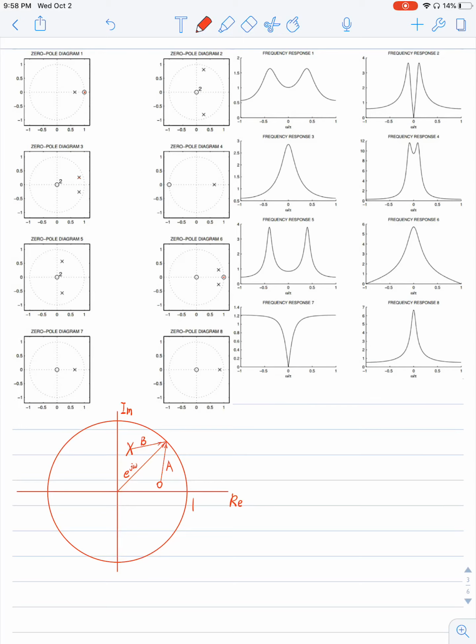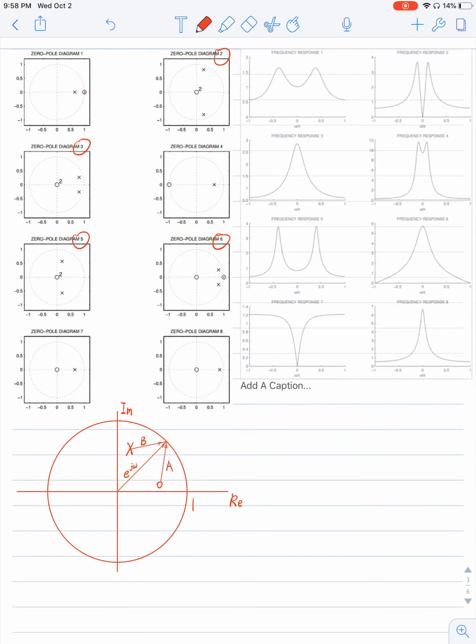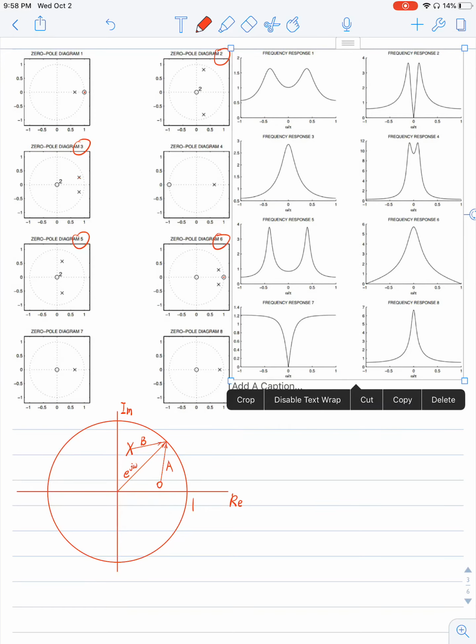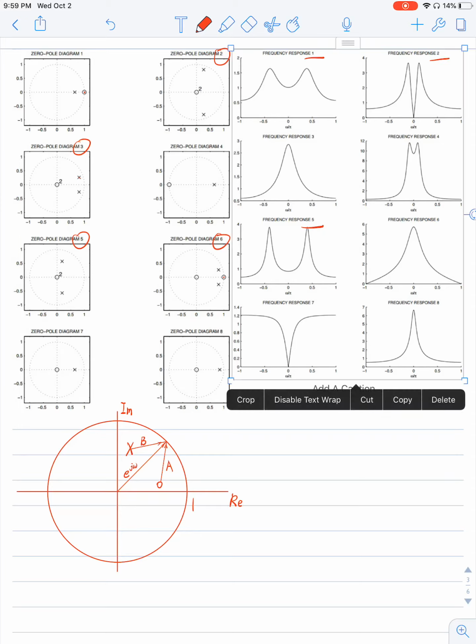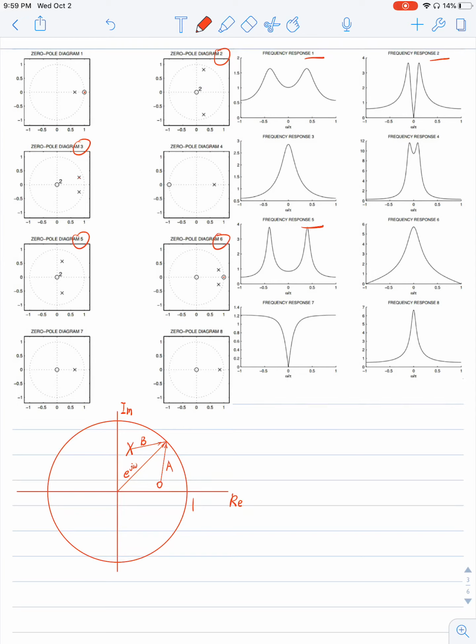Let's firstly look at zero pole diagrams 2, 3, 5, and 6. Note that the resonant peak happens only when the system has complex poles. So the corresponding frequency responses of diagrams 2, 3, 5, and 6 must be response 1, response 2, response 5, and response 4.